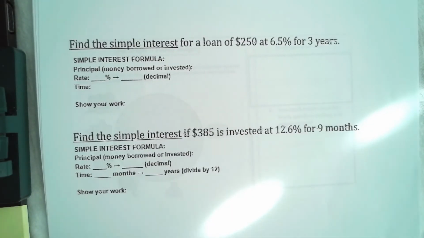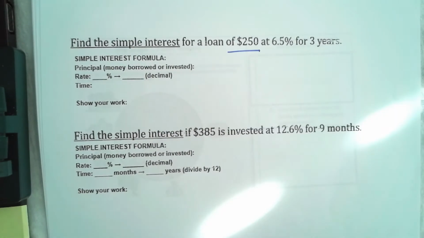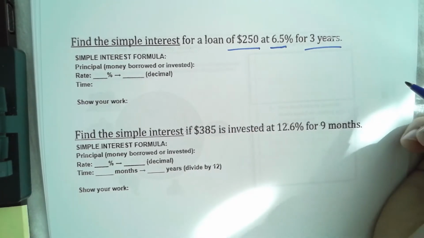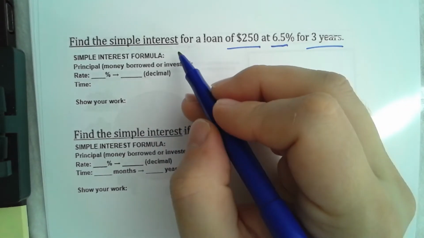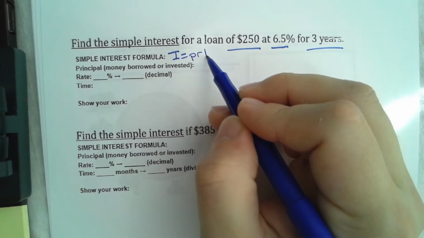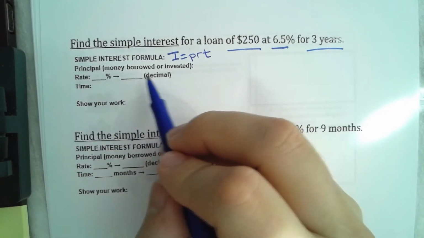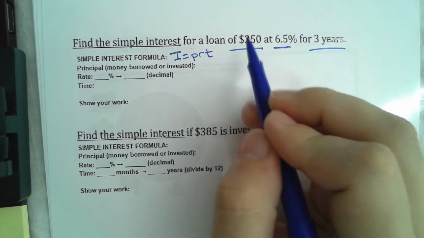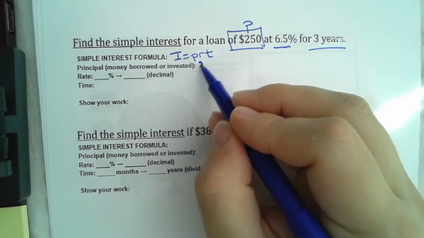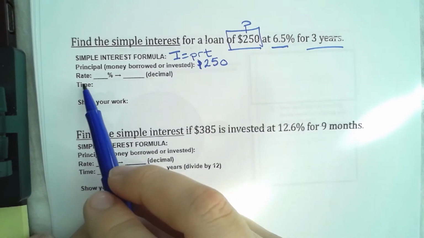Find the simple interest of a loan of $250, 6.5% for 3 years. All right, let's do this together. First, I write the simple interest formula, I equals PRT. Principal, how much money did I borrow? $250, right? This is the P. So I'm going to write $250.